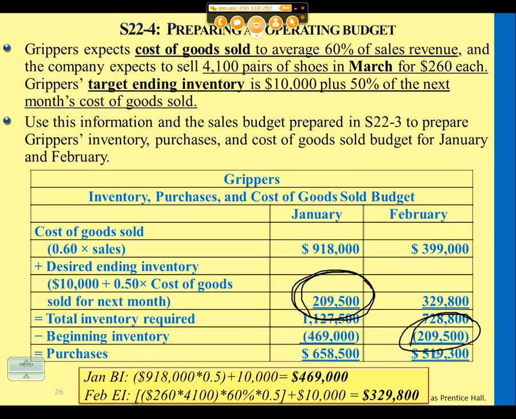Why are you adding the 10,000 and not subtracting? Why you're adding? Yeah, because you're going backwards. It's 10,000 plus 50% of the next month, right? It's just the rule. They just tell you that's how it is. Okay?